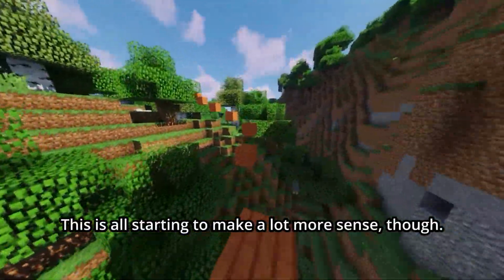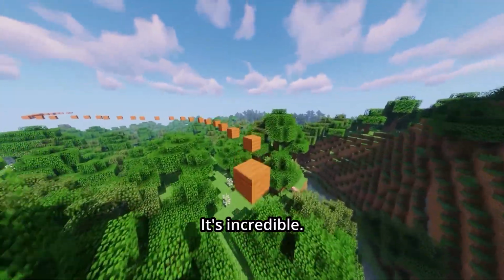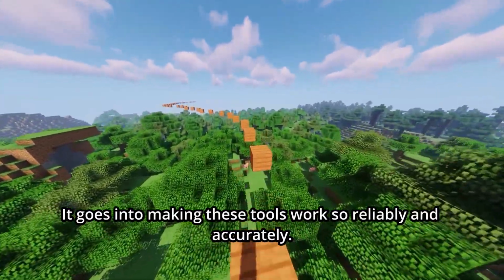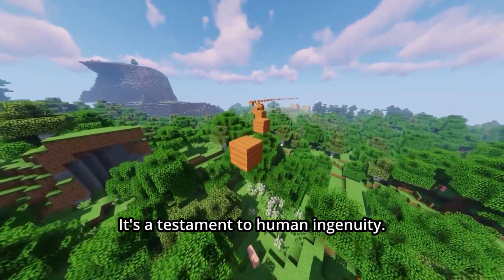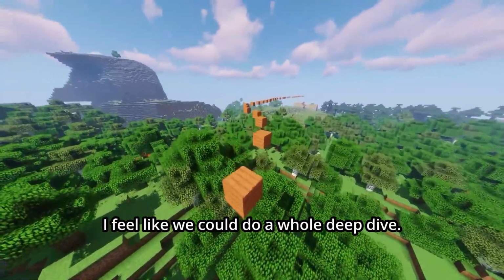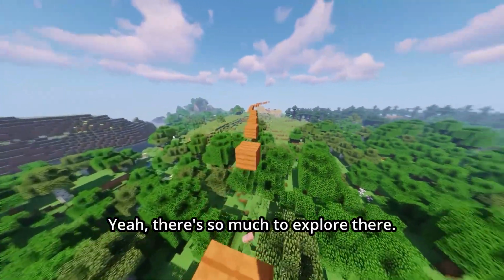This is all starting to make a lot more sense now. Good, I'm glad. It's amazing how much thought and engineering goes into making these tools work so reliably and accurately. It's a testament to human ingenuity. Definitely. I feel like we could do a whole deep dive. We probably could, just on oscilloscopes. Yeah, there's so much to explore there.